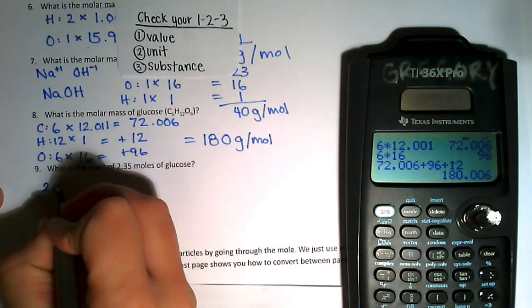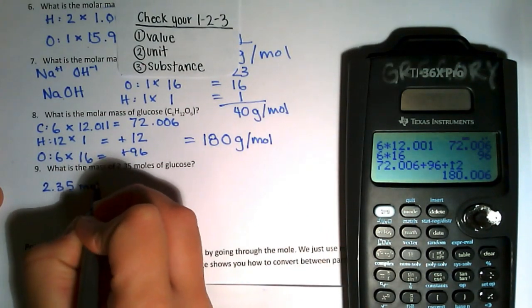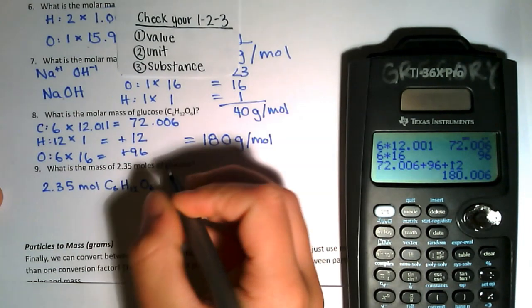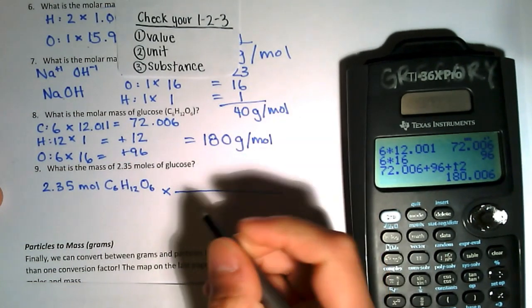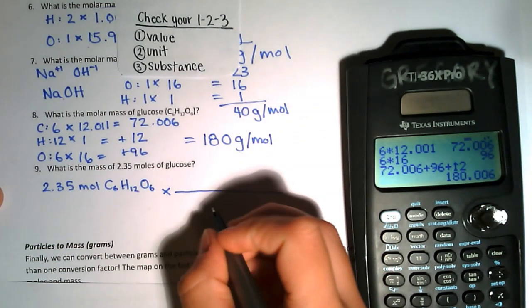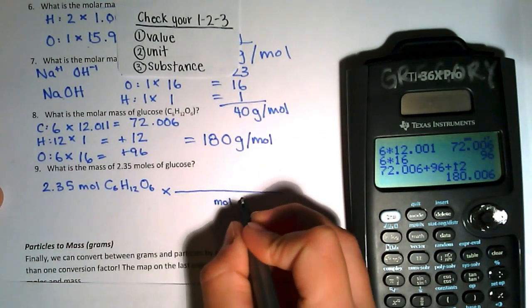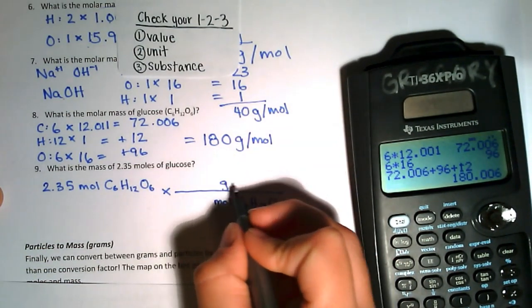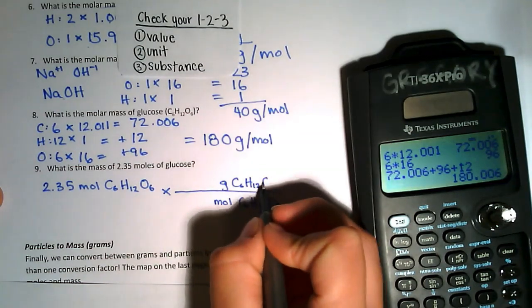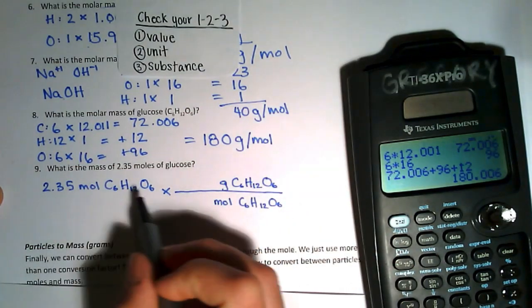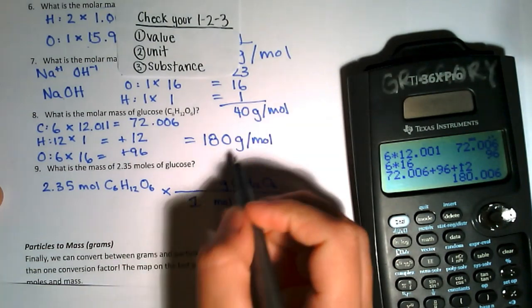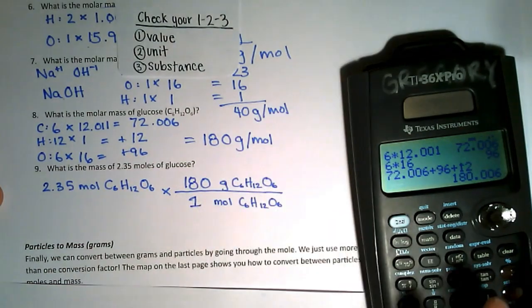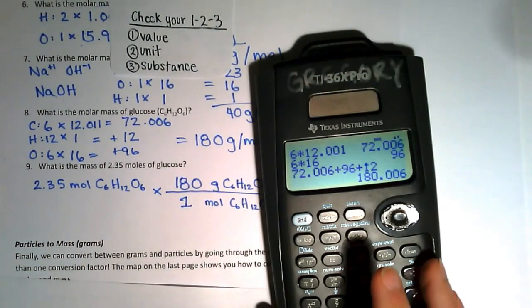So we have 2.35 moles of C6H12O6. And then we're going to multiply by our conversion factor. On the bottom, we want moles of C6H12O6, and on top, we want to have grams of C6H12O6. And then we know that 1 mole of C6H12O6 is equal to 180 grams of C6H12O6. So now it's just a matter of multiplying this out.